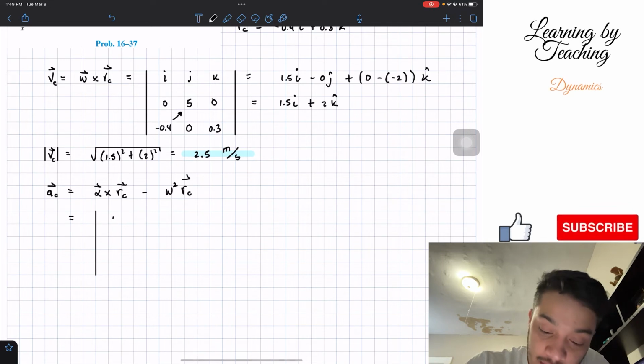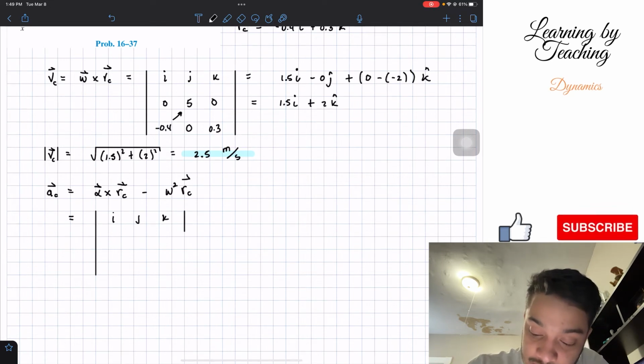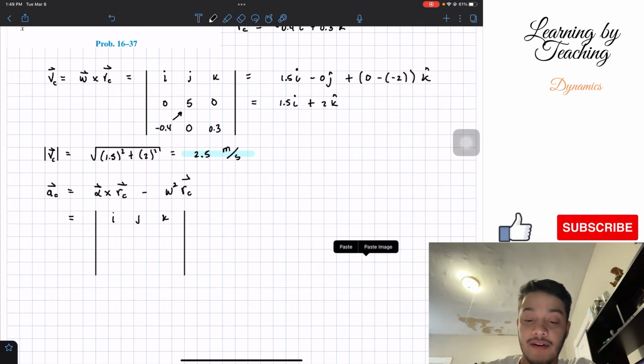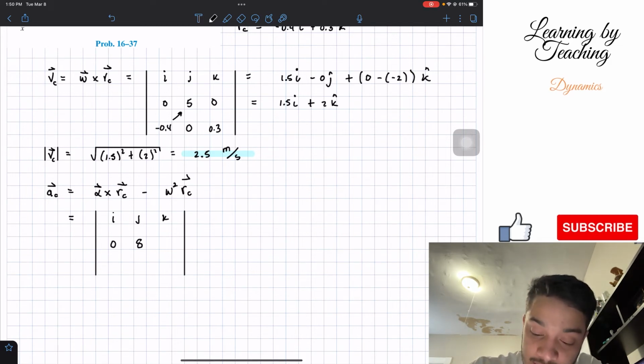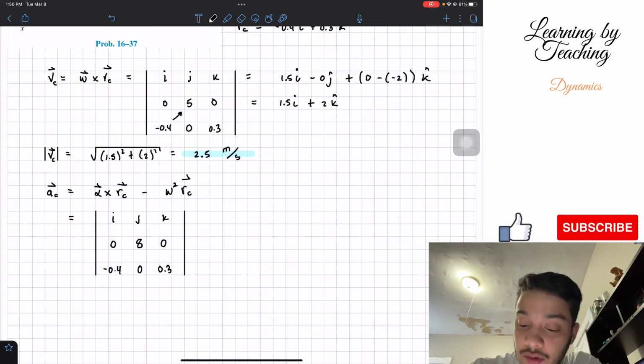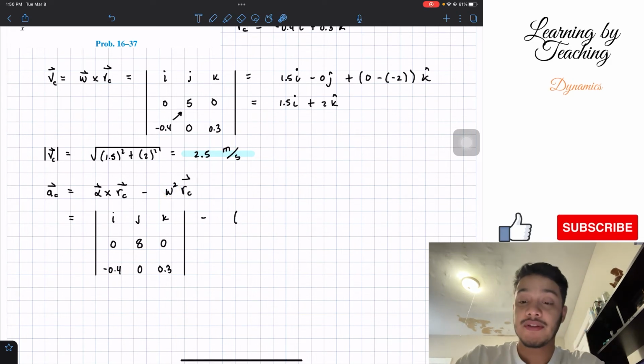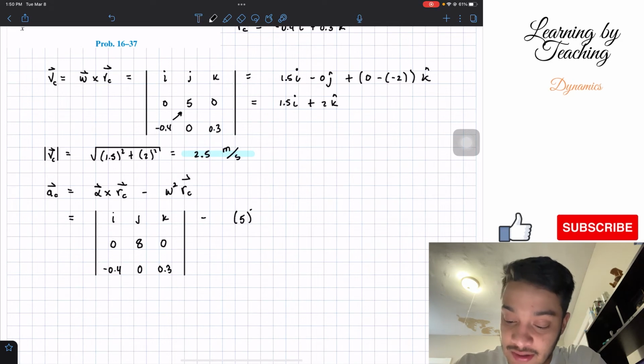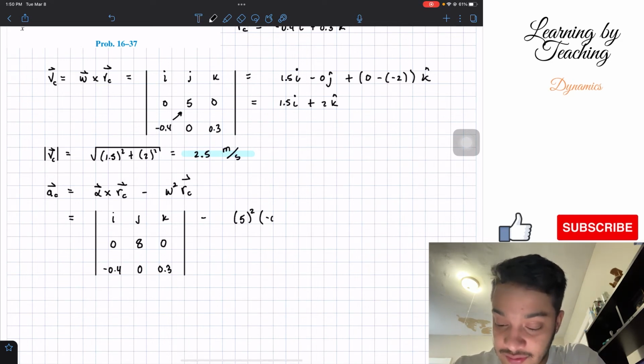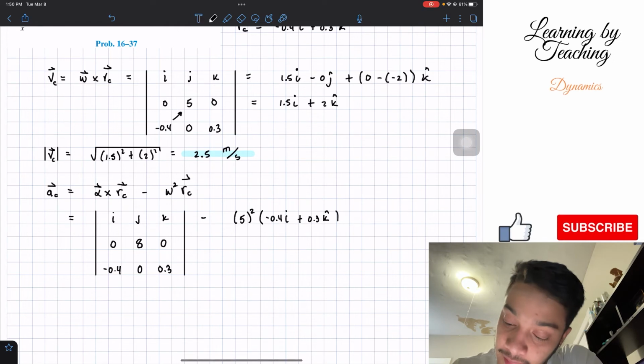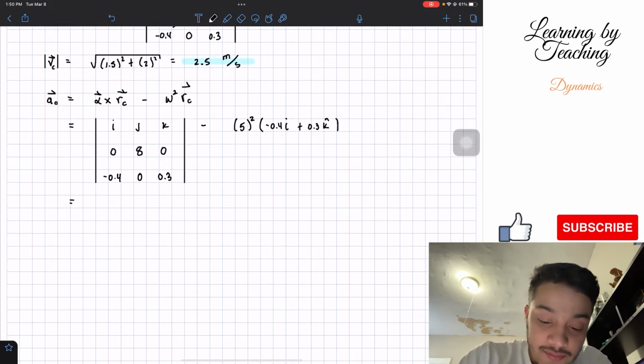So we have our I, J, K to do our cross product. Then the first thing is alpha. Well, alpha is 0 in the I, 8 in the J, and 0 in the K. For my RC is the same, negative 0.4, 0, and 0.3. Then we have minus omega squared. Well, omega in this case, if you pay attention, is not a vector. It's just basically its value, which is 5. So we got 5 squared multiplied by RC, which is negative 0.4 in the I direction plus 0.3 in the K direction.